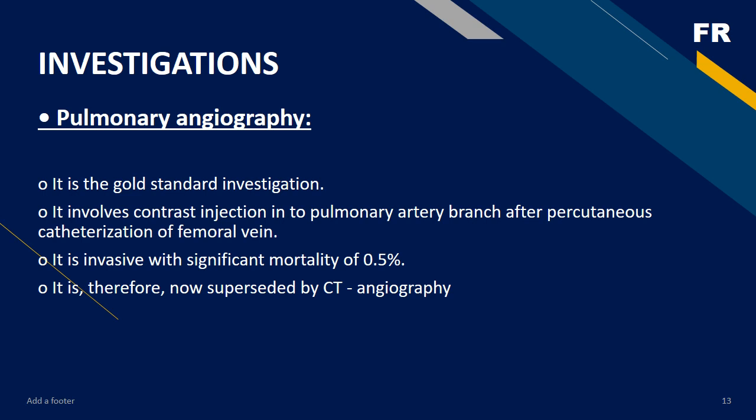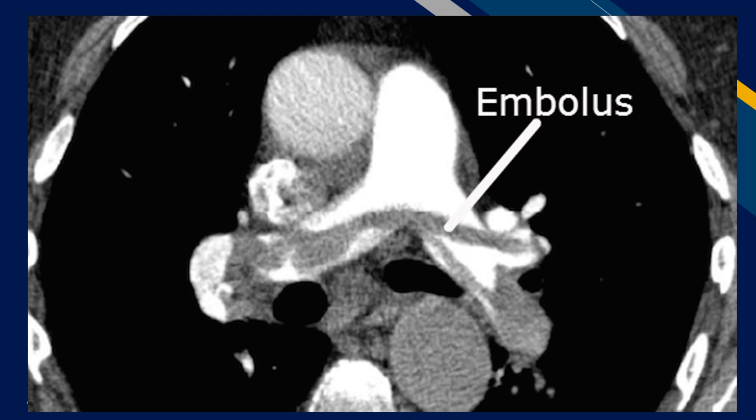Pulmonary angiography has now been superseded by CT angiography because it involves contrast injection directly into the pulmonary artery branch after percutaneous catheterization of the femoral vein. It is the gold standard investigation. It is invasive, with a significant mortality rate of 0.5%. So this is a beautiful picture of the pulmonary artery, and it is showing an embolus which is marked by a line.